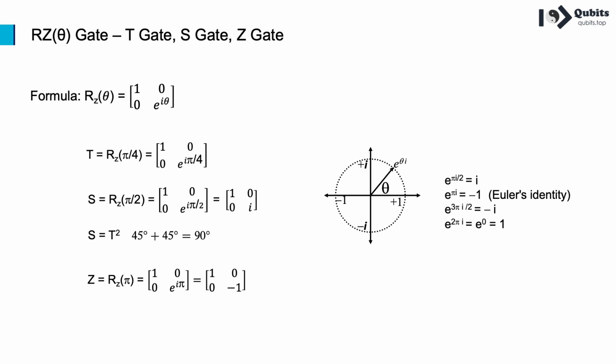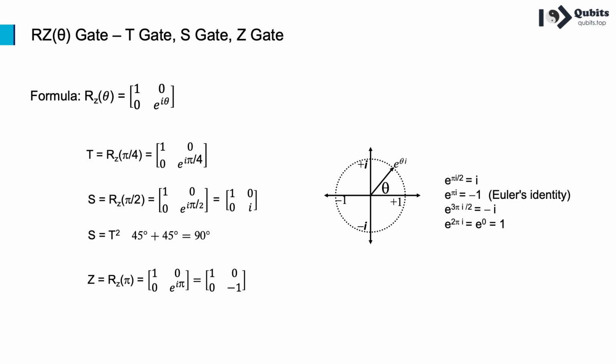The S gate, also known as the phase gate, is another quantum gate that applies a phase shift of the exponential of i pi over 2 to the qubit state, rotating it around the z-axis by 90 degrees. The S gate is commonly used in quantum circuits for implementing quantum algorithms, such as the quantum Fourier transform.